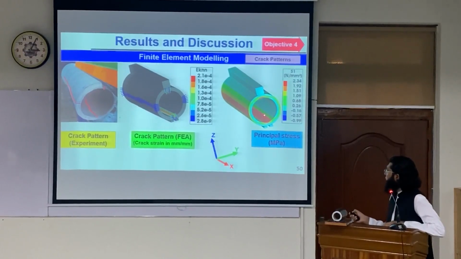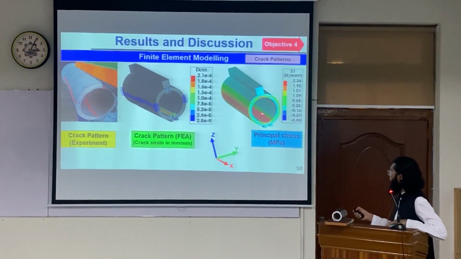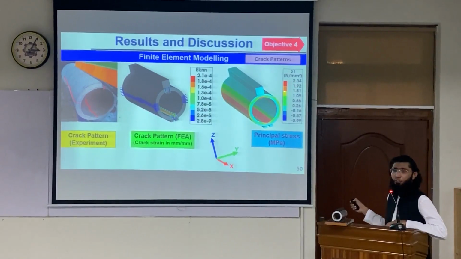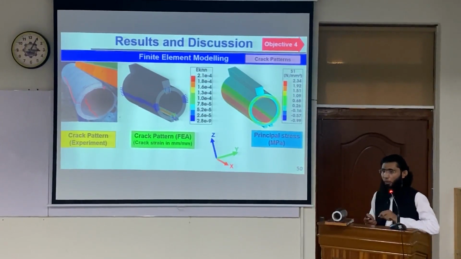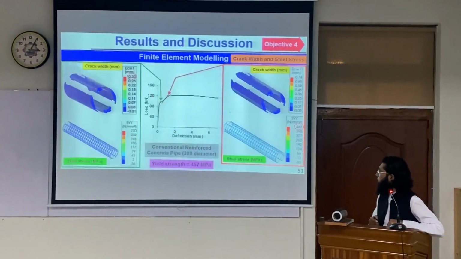The reason for the cracks appearing at these locations is explained by what you see over here for the principal stresses. The red lines show the highest regions of tensile stresses, and this is the region where the cracks appear in the pipe. They originate from these locations.